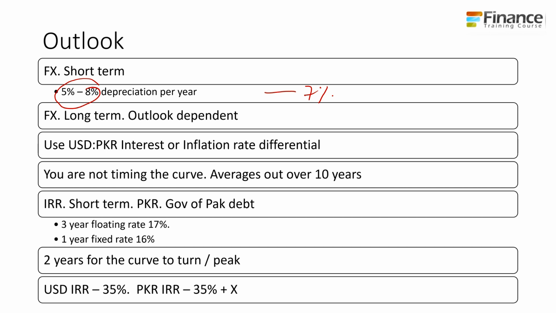What's the right relevant USD IRR? I think it's 35% plus. What's the right PKR IRR? 35% plus a fairly large, substantial spread. The numbers news is not good. But then you can also flip this question and ask a slightly different question.